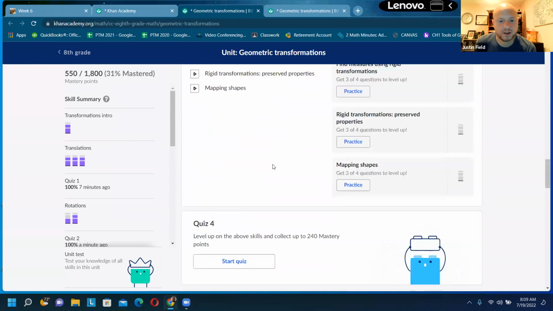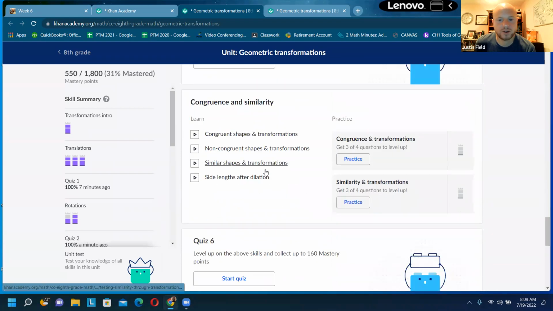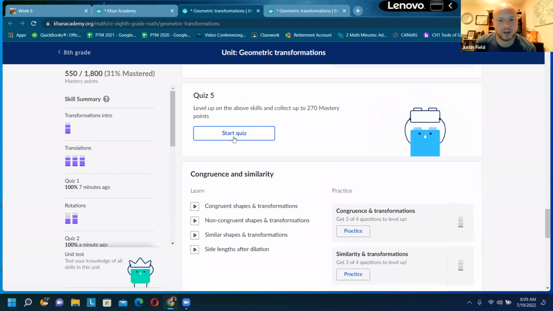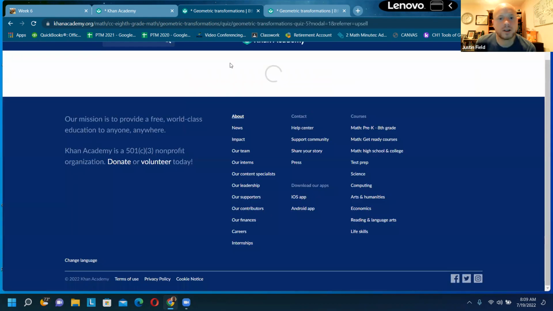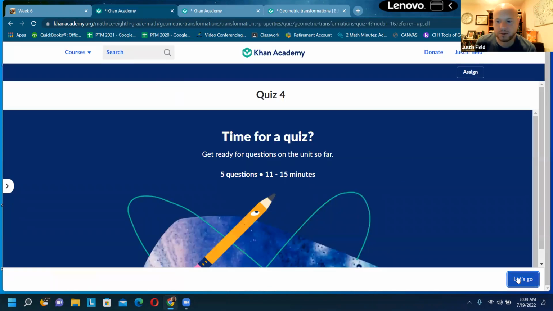Let's see. We got dilations, then congruence and similarity transformations. Oh, that's a short one. Yeah. Okay. So let's get started.